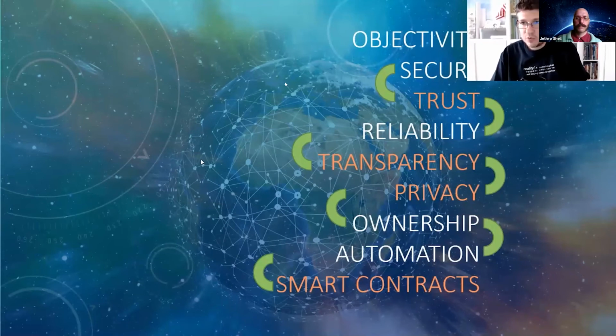Blockchain in a perfect world would enable trust between different parties. It would ensure transparency while still keeping up privacy, because of course you can encrypt messages, and smart contracts would enable automation processes between the different parties involved.